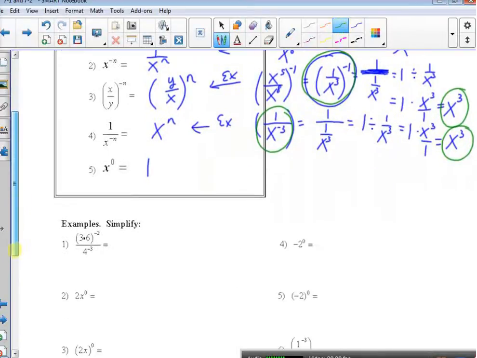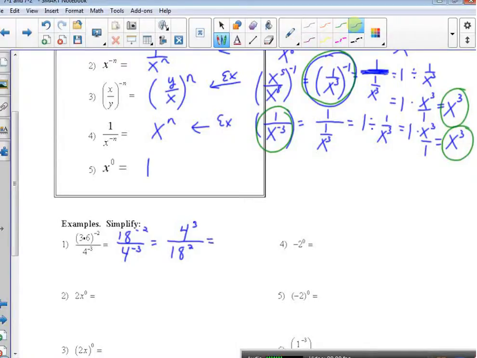All right, so some examples. 3 times 6, I'm just going to write out as 18, to the negative 2 over 4 to the negative 3. And then I'm going to use my rules. Now, with 18 having the negative exponent, it's going to go down to the bottom. And 4 to the negative 3rd is going to go up to the top. I just have other numbers. I don't have 1 over, but those rules are still applying. So when you have those negative exponents like that, they can go up and down.